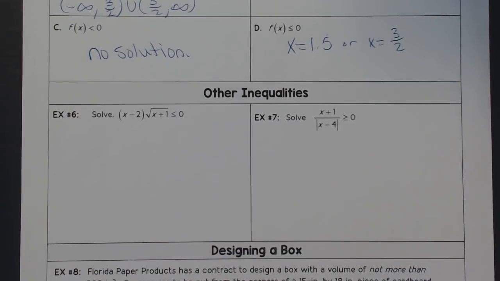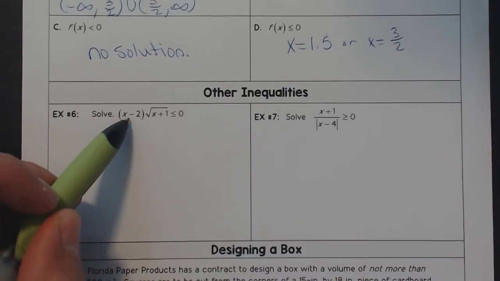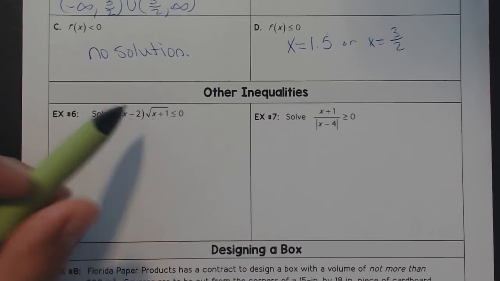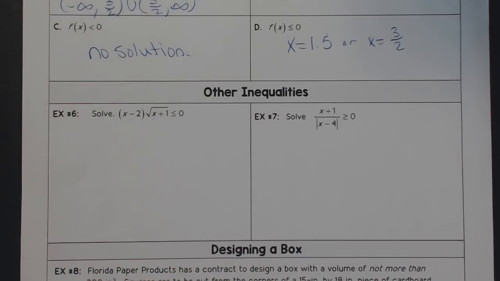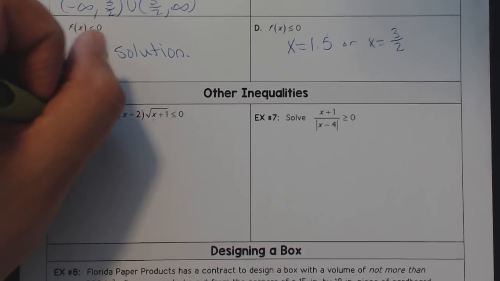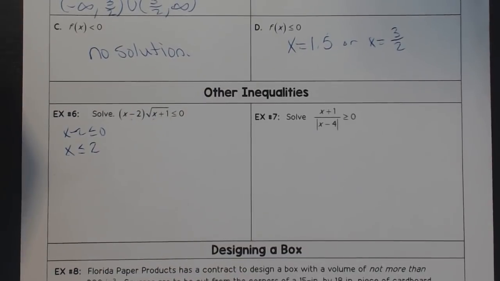Now, here we have two very interesting functions that aren't polynomials, but we can still use the same knowledge to really figure out what the answer is here. So here it's saying solve for when (x minus 2) times the square root of x plus 1 is less than or equal to 0. Well, we're just going to branch them out like we've done in the past. We're going to say x minus 2 is less than or equal to 0, and we find out that x is less than or equal to 2.